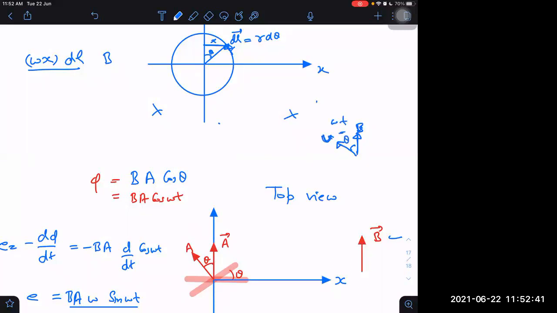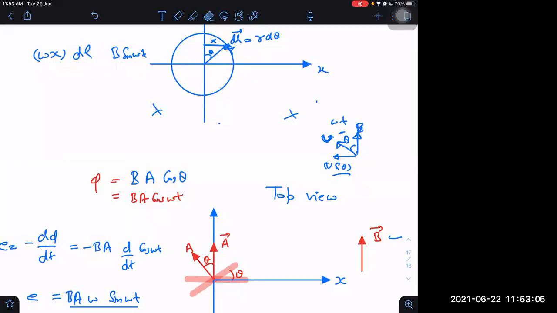What will be the component of velocity perpendicular to that? The perpendicular component will become V sin theta. So I can say omega x into dl into B sine omega t. Sine theta means sine omega t. Sine omega t, that is EMF. This is the EMF value.